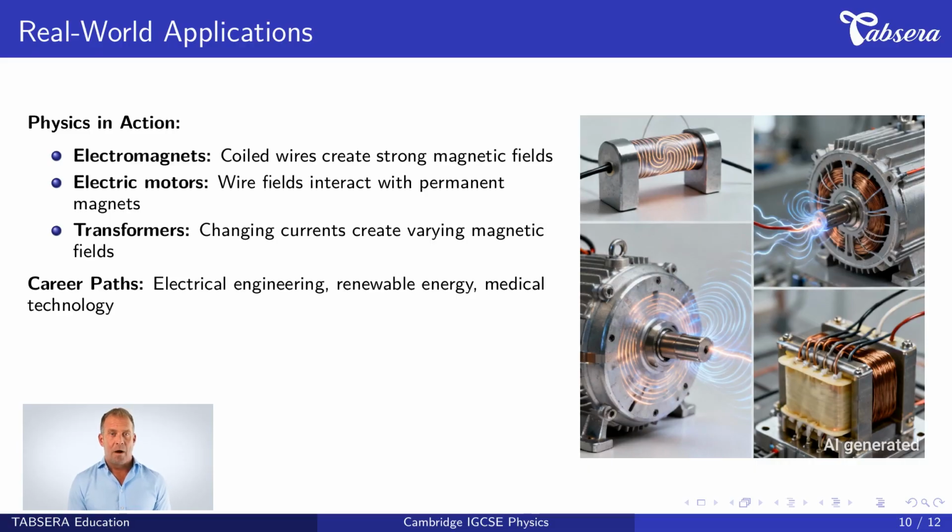Physics principles power our modern world. Let's see how today's concepts apply in practice. In electromagnets, coiled wires carrying current create strong, controllable magnetic fields. The circular fields from each wire loop combine to produce powerful electromagnets used in scrapyards, magnetic resonance imaging, and maglev trains. In electric motors, magnetic fields from current-carrying wires interact with permanent magnets to create rotational motion. This converts electrical energy to mechanical energy in countless devices.